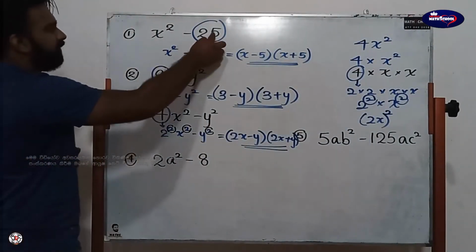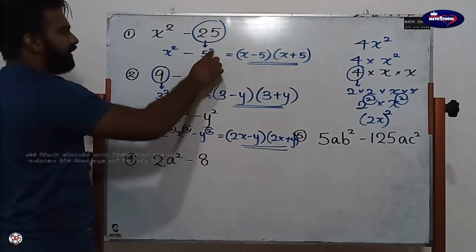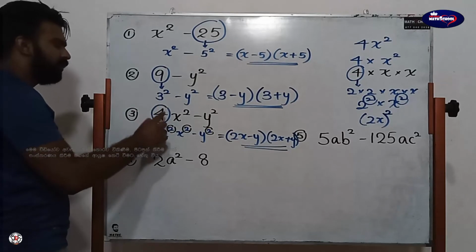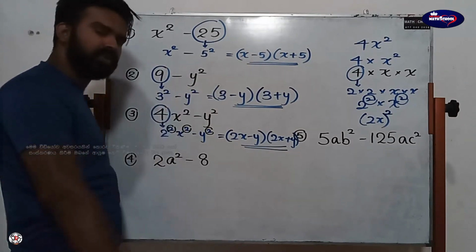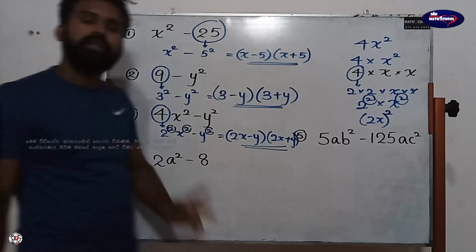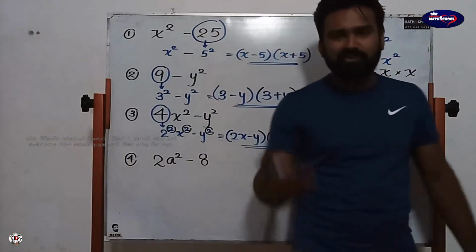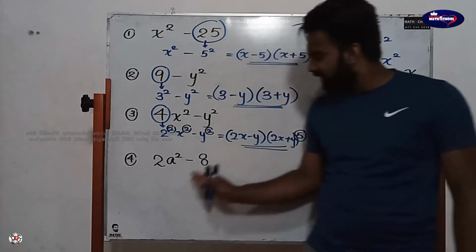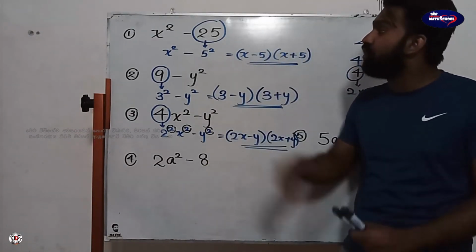Now 25 we wrote as 5 into 5, so 5 squared. 9 we wrote as 3 into 3, so 3 squared. 4 we wrote as 2 into 2, that means 2 squared. Likewise we wrote it. But 2, what the hell is 2? We can't take it. Why? 2 is not a perfect square, right? It should be a perfect square.